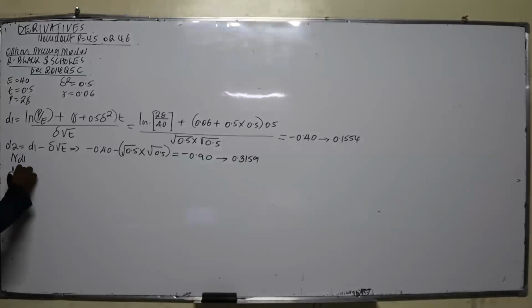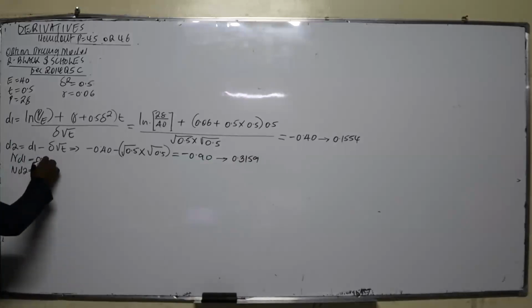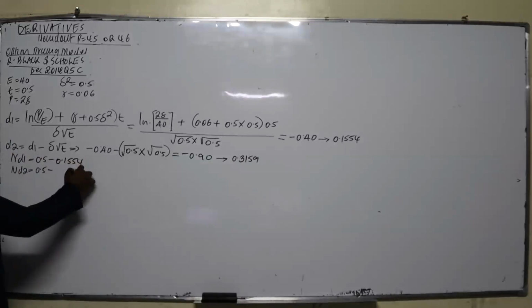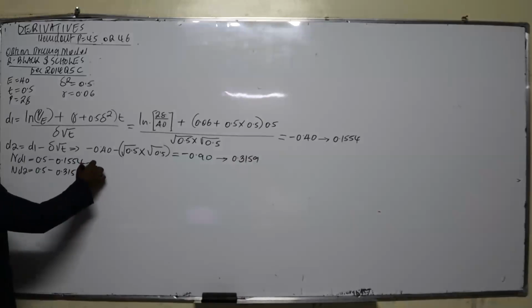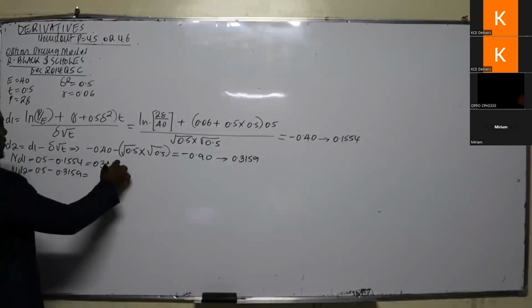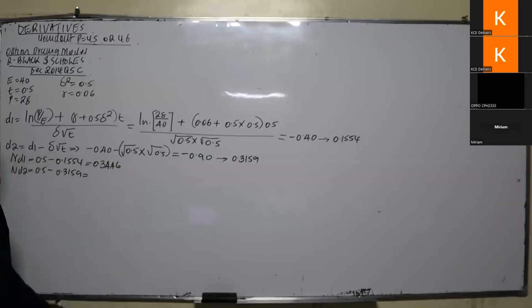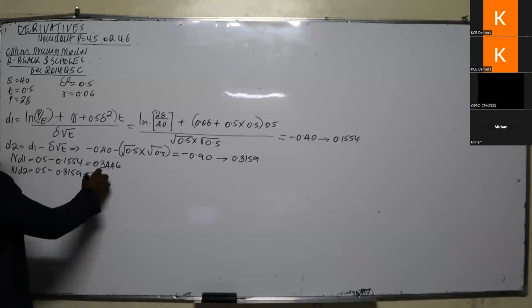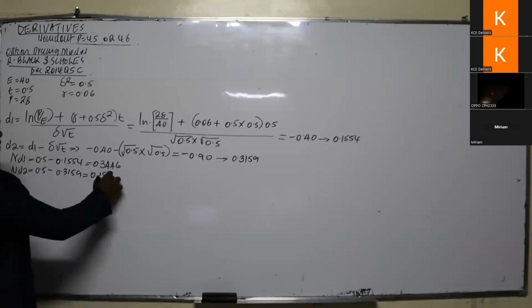So ND1, ND2, it's 0.5 plus or minus? Minus. Good. We see that if D1 and D2 are negative, you minus. So here you minus: 0.5 minus 0.1554 gives 0.3446, and 0.5 minus 0.3159 gives 0.1841, right?